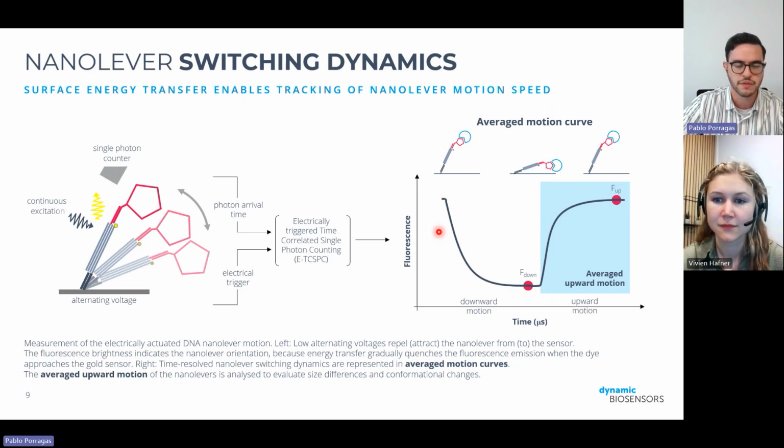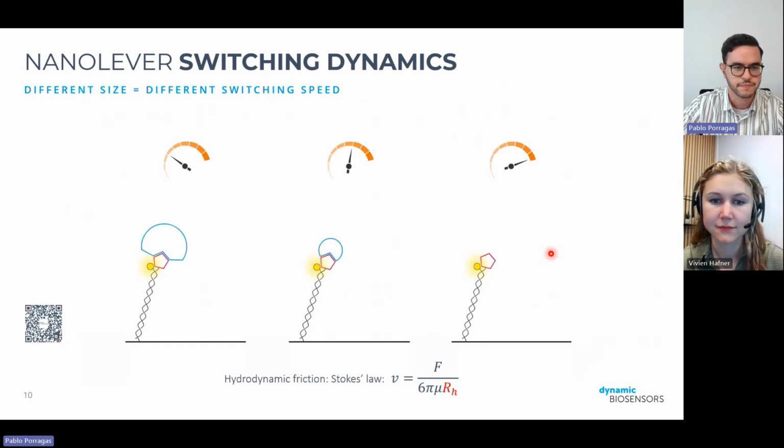In this way, we can track the motion of the DNA origami nanolever as a function of fluorescence and repeat this oscillation many, many times over the course of a measurement. We can then compile all of these motion curves together in what we call the average motion curve. And for a few technical reasons, we look primarily at the average upwards motion of that nanolever movement to discern relative differences in size of the protein that we're measuring and really make the basis for that conformational change detection.